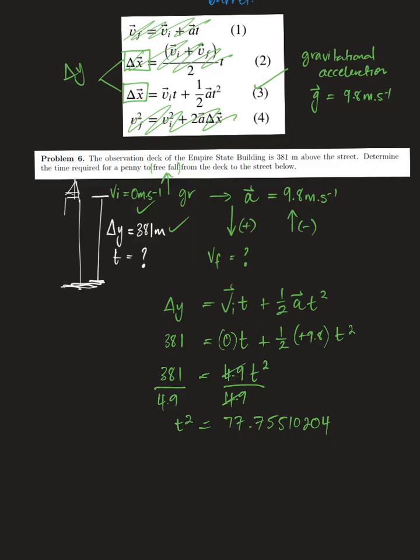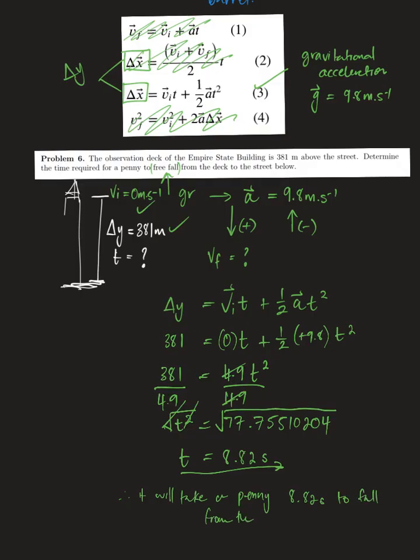That is equal to 77.7551. But I don't want t squared, I just want time, so I need to square root this whole thing. The square root is going to cancel that square, so I'm left with t, and all of this needs to be square rooted. So I'm going to end up with 8.82 seconds. And because it's a scalar quantity, I don't have to worry about writing in the direction of motion. I just know that, therefore, it will take a penny 8.82 seconds to fall from the top of the Empire State Building. So that makes sense.